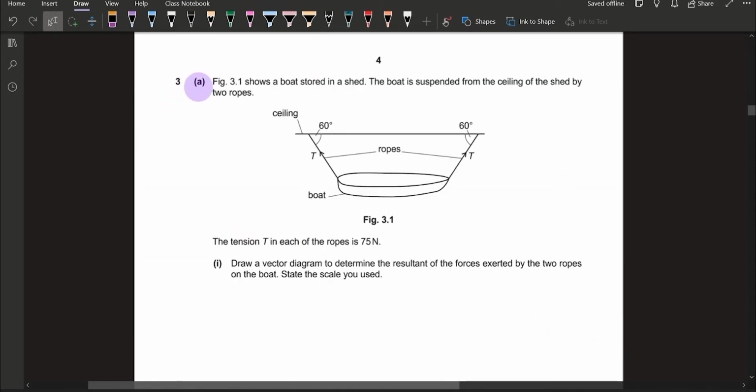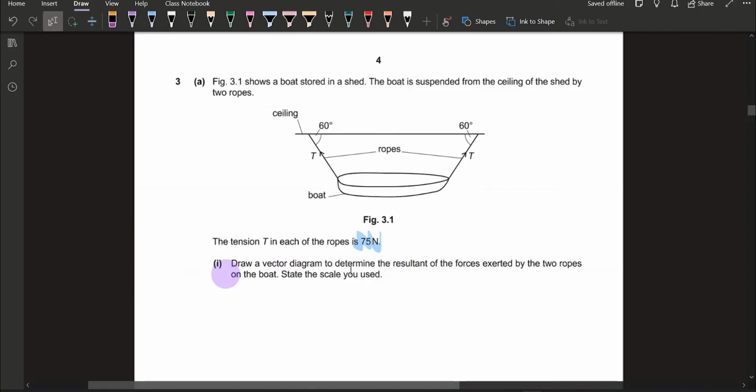Question number 3. Part A says figure 3.1 shows a boat stored in a shed. The boat is suspended from the ceiling of the shed by 2 ropes. This is the ceiling. We have 2 ropes. There are tension in both of them, and there's a boat here. The tension T in each of the ropes is 75 newtons.